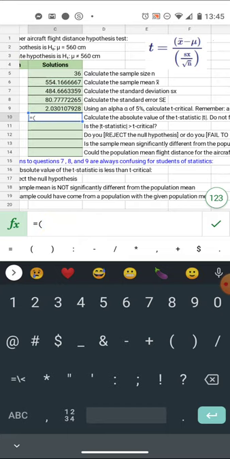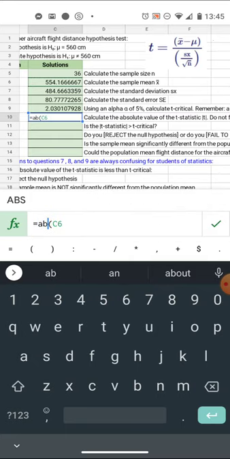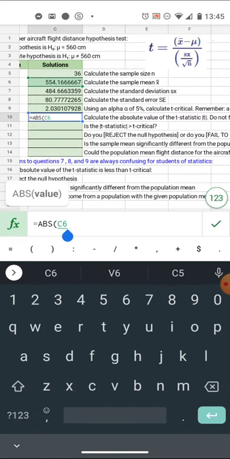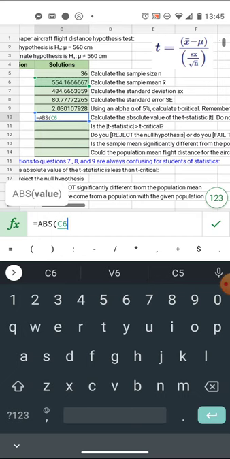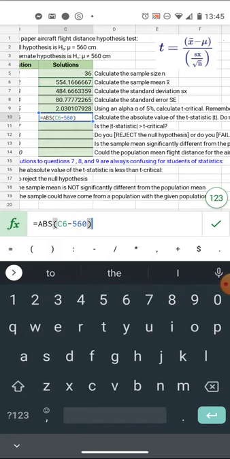I start with a parenthesis. I want to do the difference first. And I want the absolute value. So I'm going to go back here and type in ABS. ABS is the absolute value function. So the absolute value of my 554 minus the 560. Now I don't have that on my screen, so I'll have to type that in manually. I want the difference first because it's the difference divided by the standard error. It's the difference as measured in standard errors.